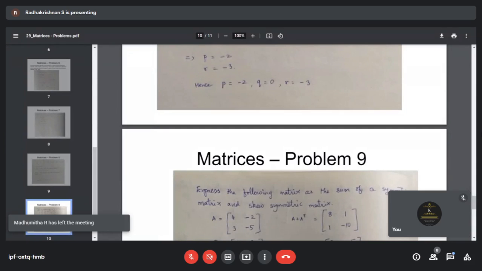This is a standard problem expressing a matrix as a sum of symmetric and skew-symmetric matrix. So here the solution is you can write A as half of (A plus A transpose) plus half of (A minus A transpose). And the equation you solve, it cancels and becomes equal to A. And we know that A plus A transpose is a symmetric matrix and A minus A transpose is a skew-symmetric matrix. So you use that formula.